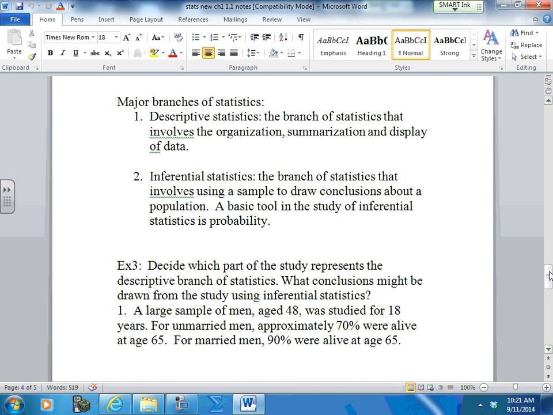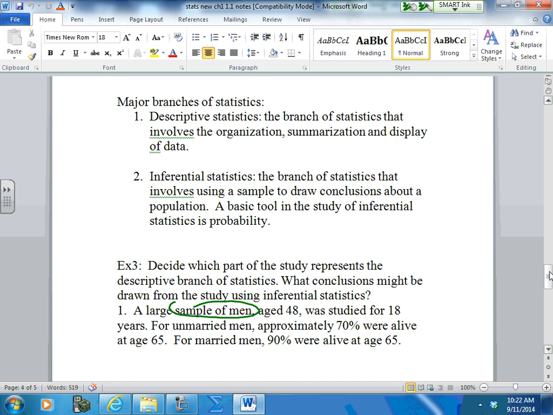Example 3. A large sample of men aged 48 was studied for 18 years. For unmarried men, approximately 70% were alive at 65. For married men, 90% were alive at 65. What's the descriptive part of this statement? Damani? Okay, that's our sample here. Our sample is a large sample from the population of all men. But what do we say about this group? And what did we come out with as a result of it?